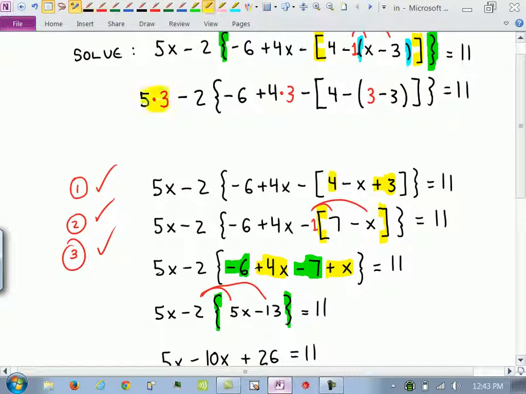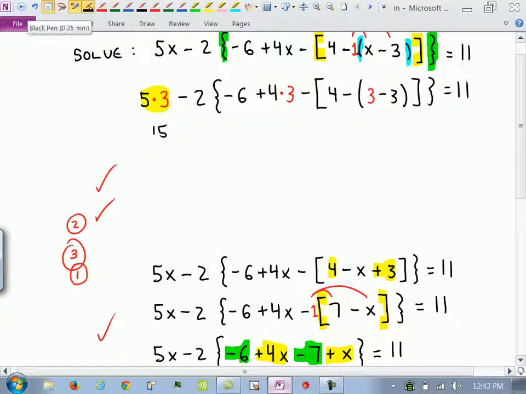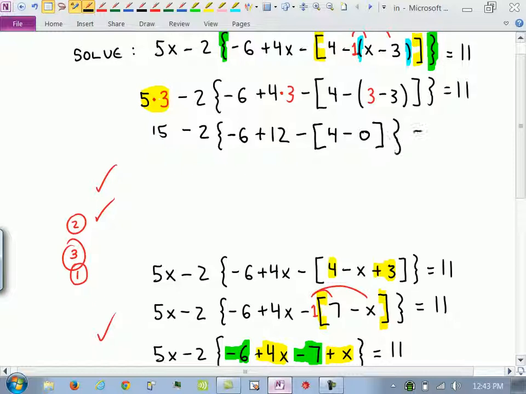So let me just work these out here. What's 5 times 3 up here in the front? 15. I'm going to need more room. I know you can't do that on your paper, sorry. But what else? I'm just going to say minus 2, minus 6, plus 12, minus, in brackets 4, minus, what's 3 minus 3 in that parentheses? Nothing, right? 0. So 4 minus nothing equals 11. What's 4 minus nothing? 4. So what's negative 6 plus 12 minus 4? What's negative 6 plus 12? 6, and then take away 4? 2, right? So 6 minus 4 is 2.